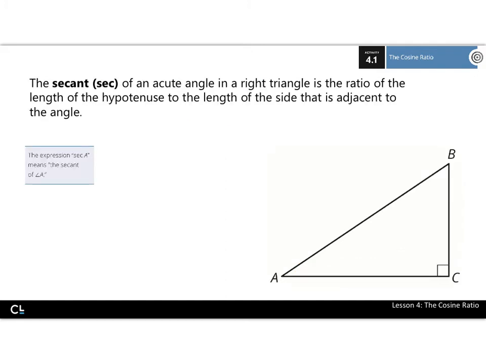All right, the secant of an acute angle in a right triangle is the ratio of the length of the hypotenuse to the length of the side that is adjacent. So this is the reciprocal of the cosine. So now we've seen that every one of our trig functions has a reciprocal. The tangent and the cotangent is probably the easiest one to remember because you have tangent and then you have cotangent. The sine and the cosine, the secant and the cosecant don't quite match up as nicely. We saw that the sine and the cosecant were reciprocals of each other. And then we see the cosine and now the secant are reciprocals of each other.